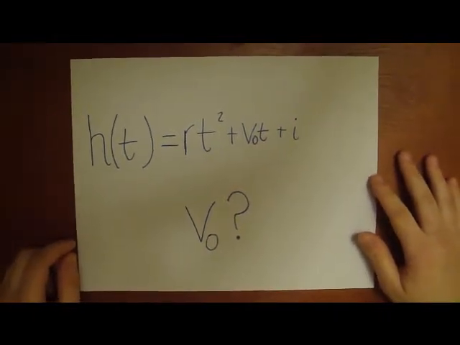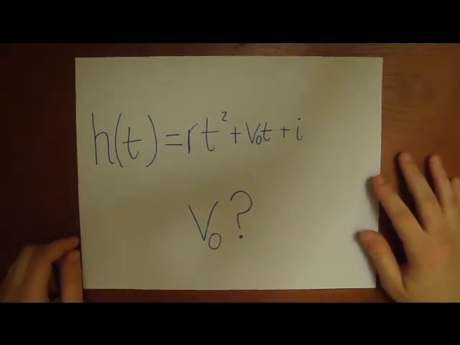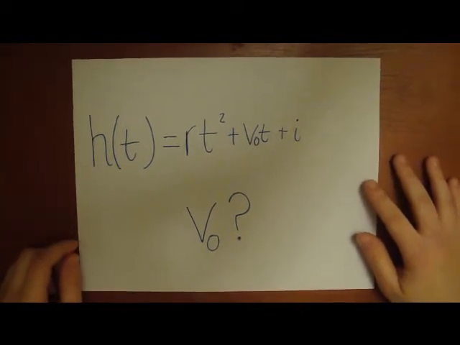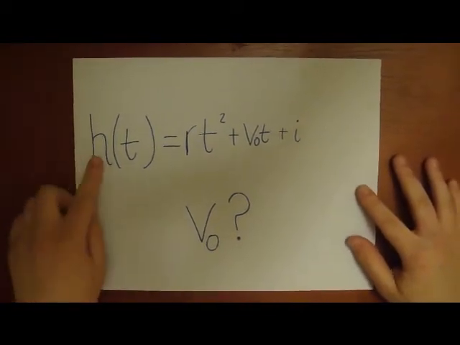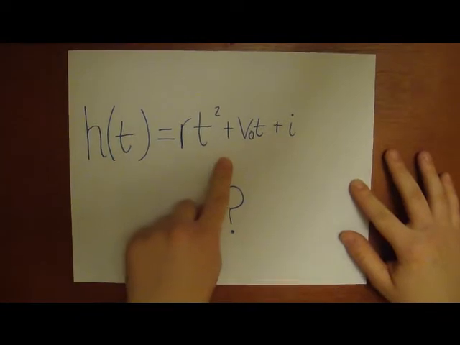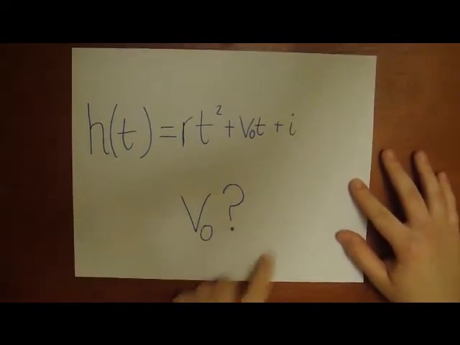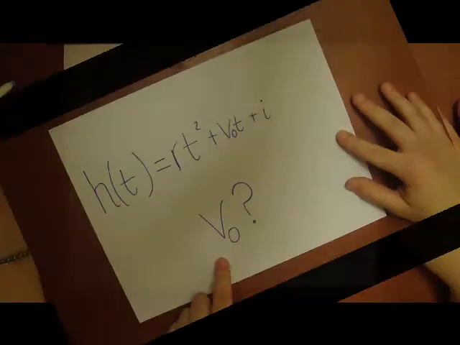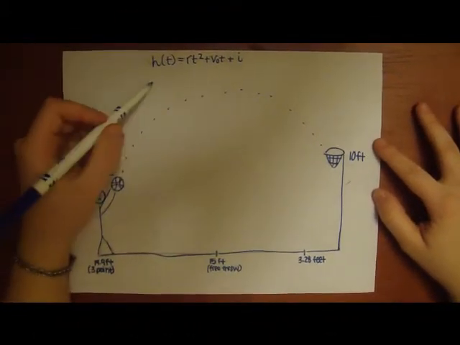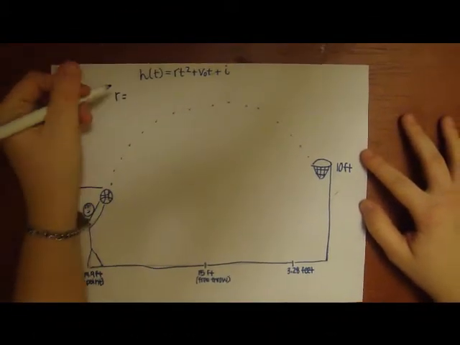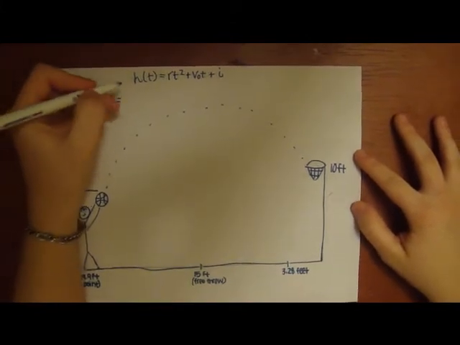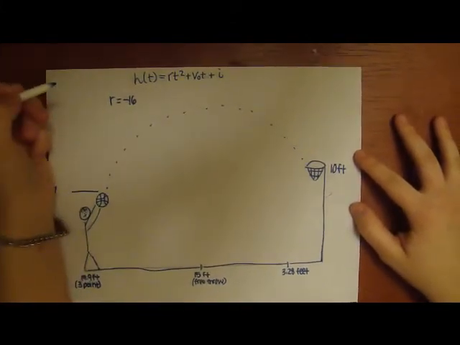Today I will be showing you how to find the initial velocity in shooting a basketball from various spots on the court by using the mathematical equation h(t) = rt² + v₀t + i. We're going to try to find the initial velocity in our project. In this equation, r equals the restraining force, which is gravity, and it equals -16 when dealing with feet.